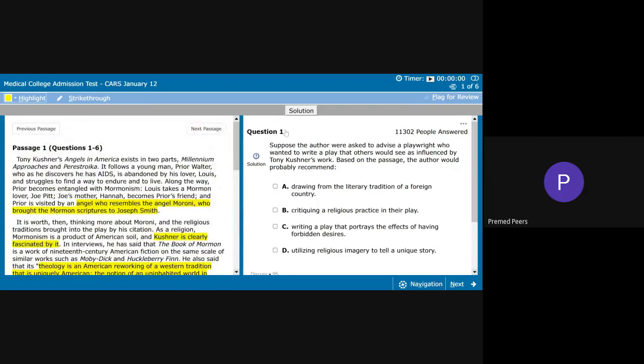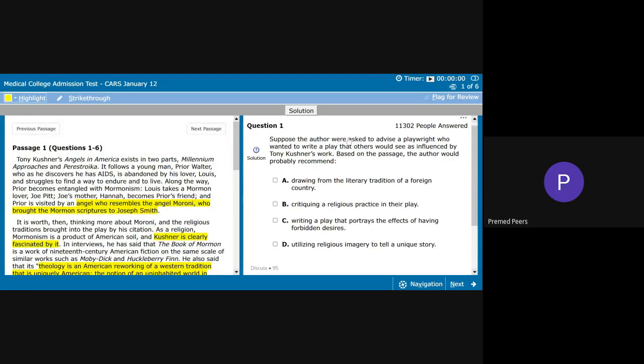So let's look at this first question. Suppose the author were asked to advise a playwright who wanted to write a play that others would see as influenced by Tony Kushner's work. Based on the passage, the author would probably recommend what? This is one of those questions where you have to figure out the defining characteristic of Tony Kushner's work, based on the description given in the passage.